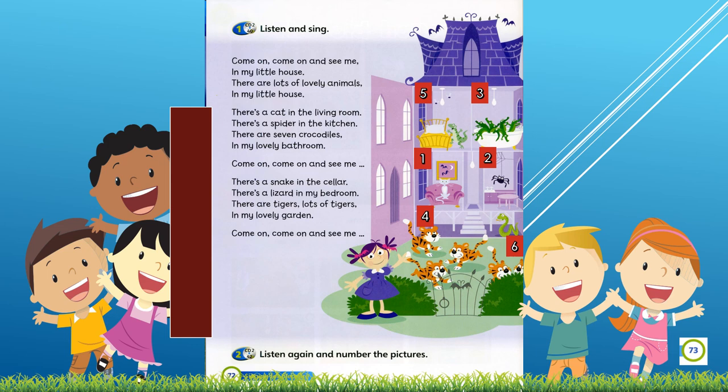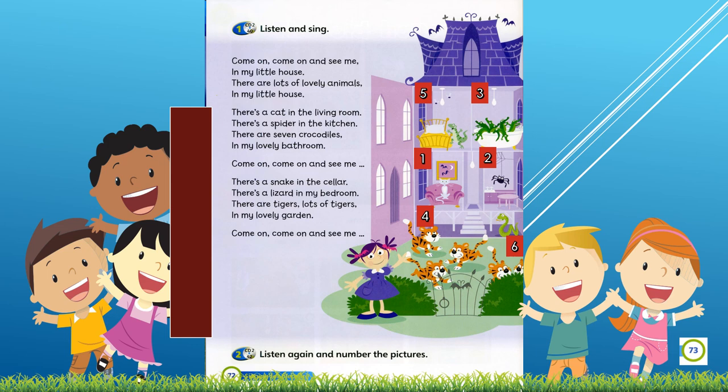If you didn't write that already, please write those on your book now. Page 72 on the song, okay? Please write that on your books now. Number one is living room. Number two, kitchen. Number three, bathroom. Number four, cellar. Number five, bedroom. And number six, garden. Please write that on the picture.